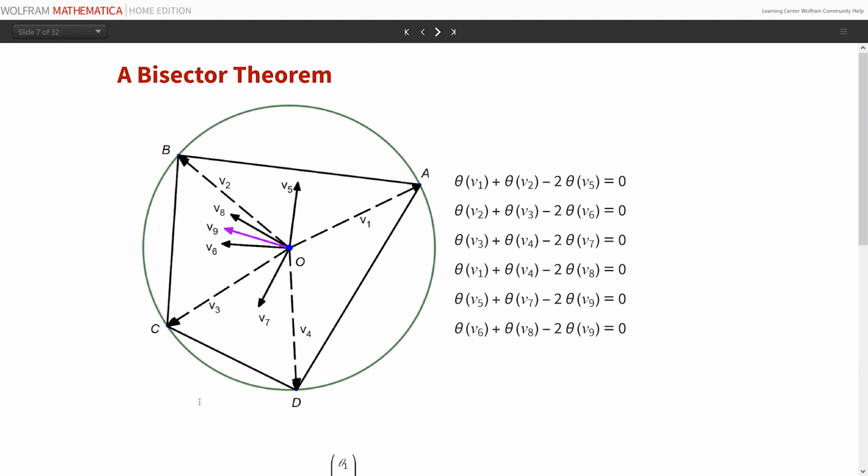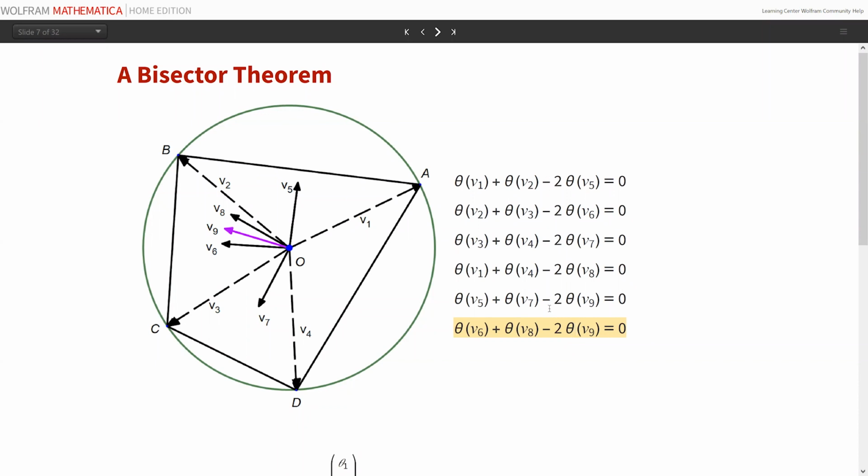So here is a pure bisector theorem. V5 is the angle bisector of V1 and V2. And we can see it contributes the equation over there to the right. V6 is the bisector of V2 and V3, contributing that equation. V7, bisector of V3 and V4. V8, the bisector of V1 and V4. Now, because V1 and V4 have the positive x-axis between them, V8 is, as you can see, in the reflex sector. V9 we're defining as the bisector of V5 and V7. And we're going to make a final statement, which is that V9 is also the bisector of V6 and V8.